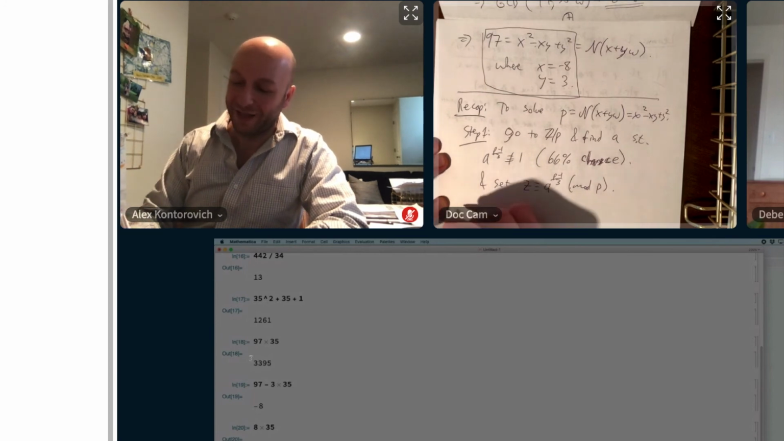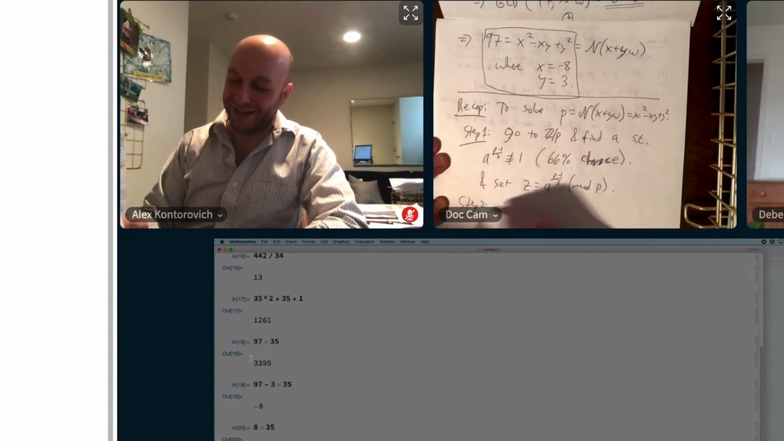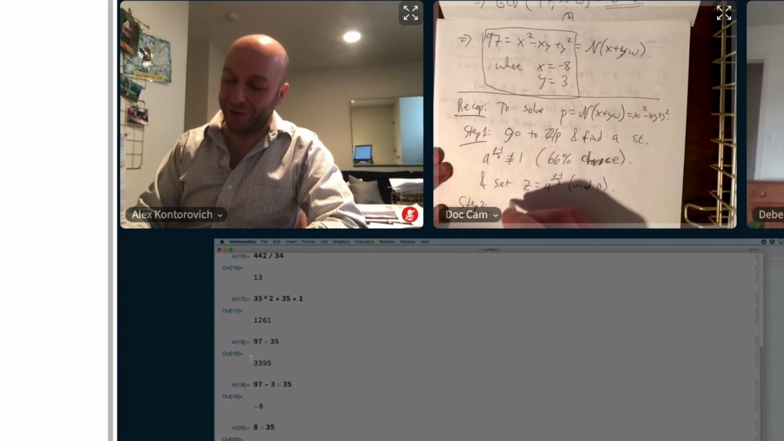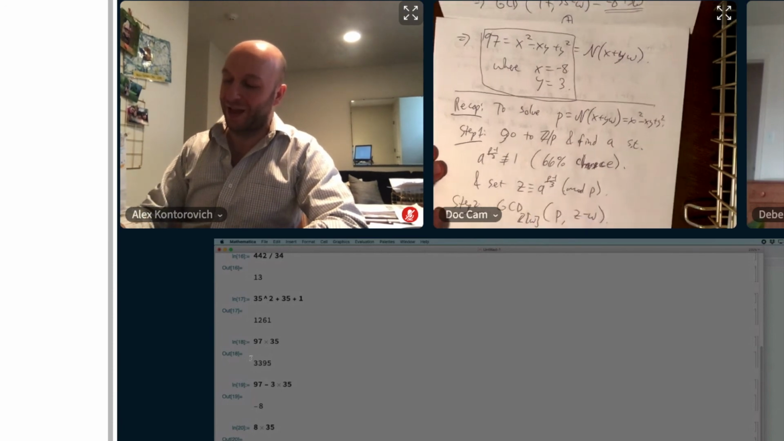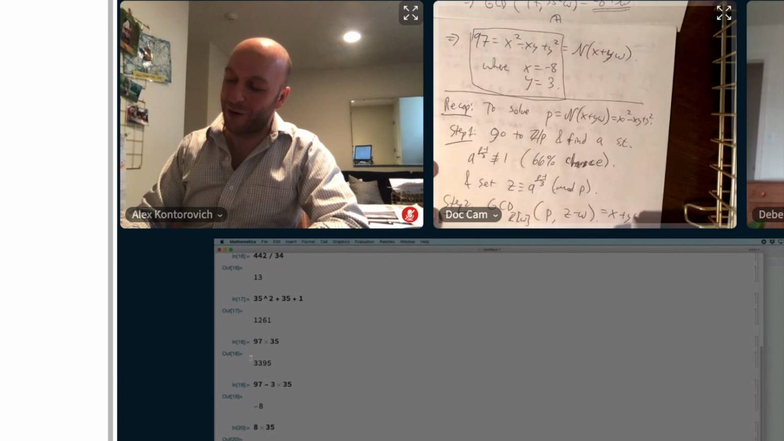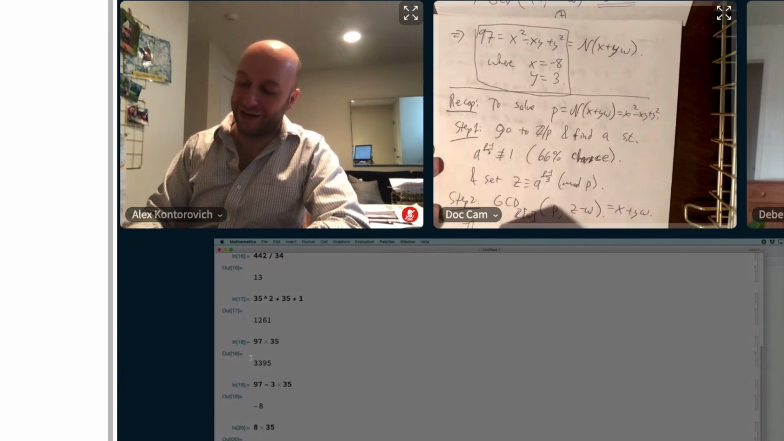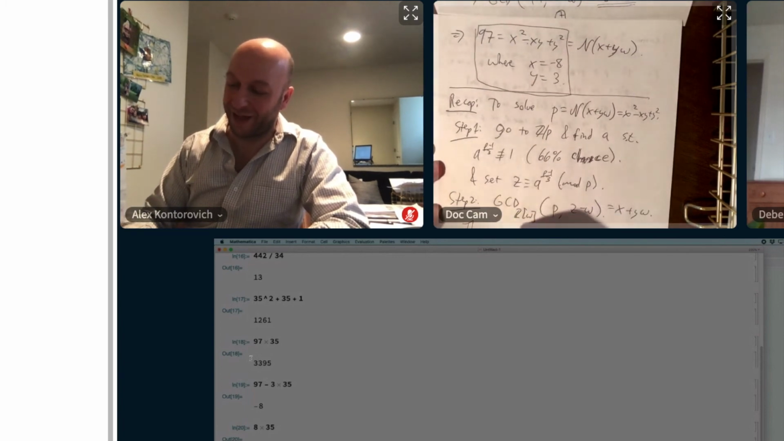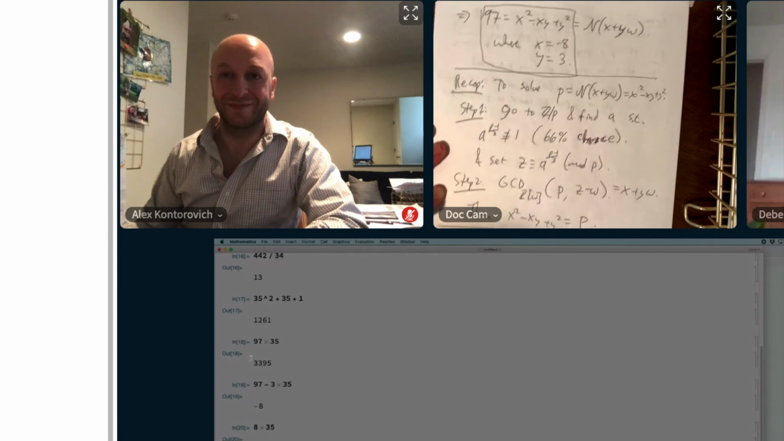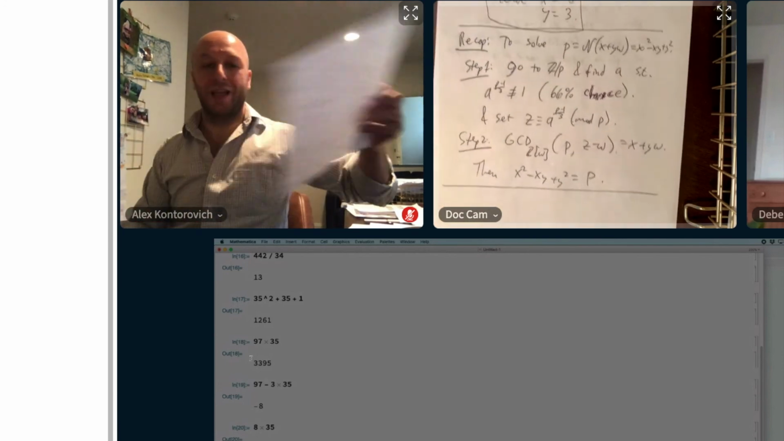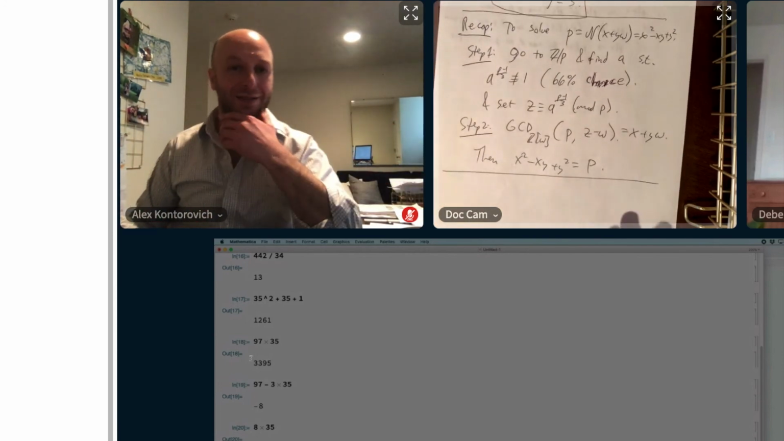And once we do that, then step 2 is compute the GCD in Z adjoin omega of the prime and z minus omega. And whatever this is, if this is x plus y omega, then we're done. Then x squared minus xy plus y squared is exactly equal to p. Any questions about that?